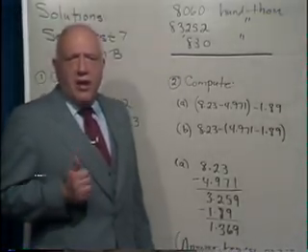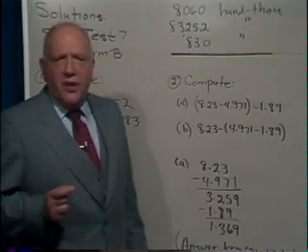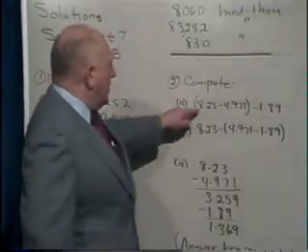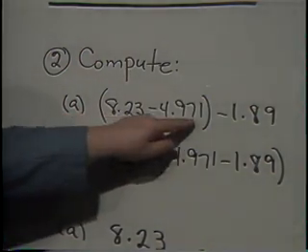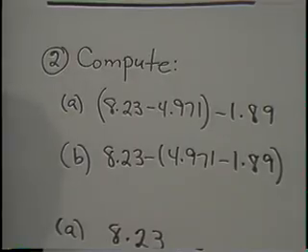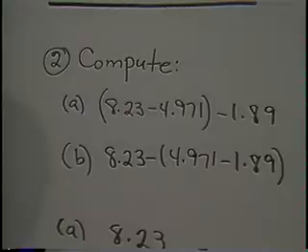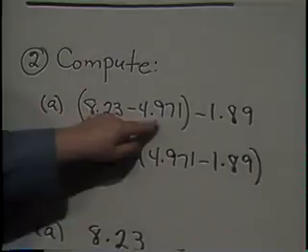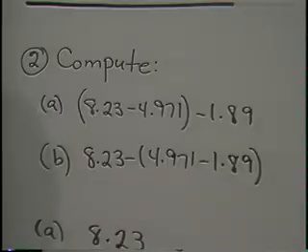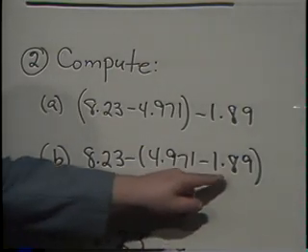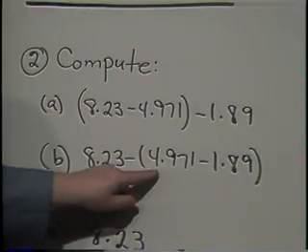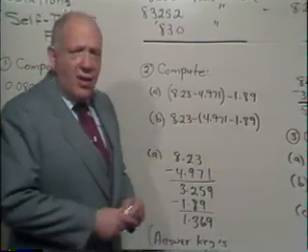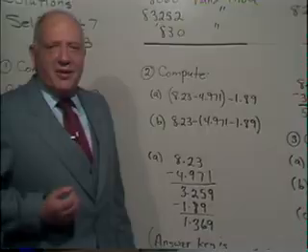And just as with whole numbers, subtraction of 3 or more numbers requires grouping symbols. So problem number 2 gives you the 3 decimals, 8.23, 4.971, and 1.89, and simply groups them differently as we subtract. See, problem A says, take 8.23, subtract 4.971, and then from that answer, subtract 1.89. B says, first subtract the 1.89 from 4.971. And how do we know we do that first? Because when we have parentheses, what's the agreement? Everything inside the parentheses is done first.